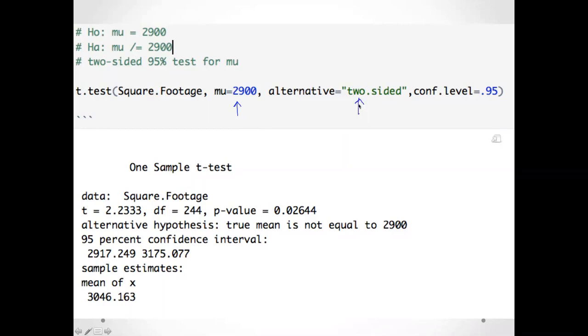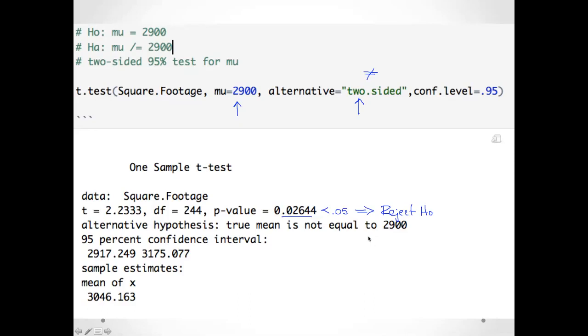Also, our alternative hypothesis in this case is what is known as a two-sided test, not equal to. Notice in the results below that we have a p-value of 0.02, which is less than 0.05. Therefore, we will reject the null hypothesis. Note R automatically adjusts the p-value shown related to one-sided versus two-sided tests.